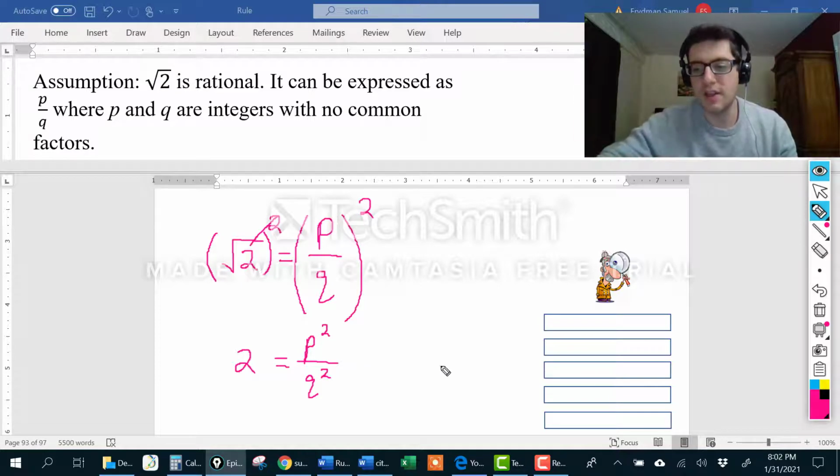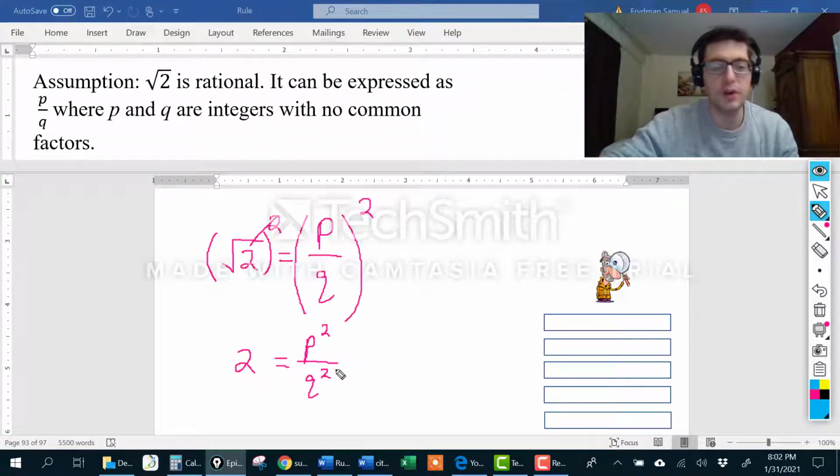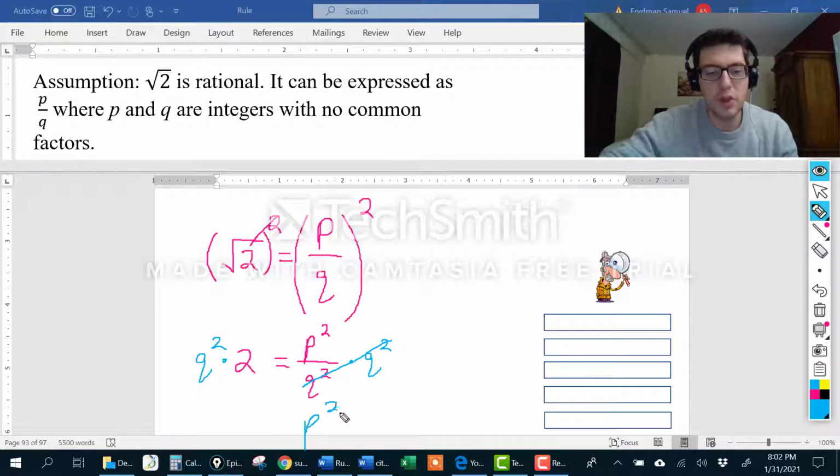Okay? The next thing that we're going to do is multiply both sides of this equation by q squared. We see that we have a q squared over here. I'm going to multiply this side by q squared, and then I'll multiply the other side by q squared. So these things are going to cancel, and my result, you know what, I'm going to keep it in blue. My result will be p squared equals q squared times 2, which I'll just write this way, 2q squared. I just changed the order here because usually the coefficient is written in front. So 2q squared is equal to p squared.